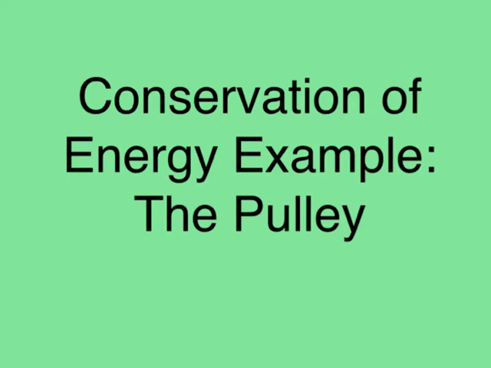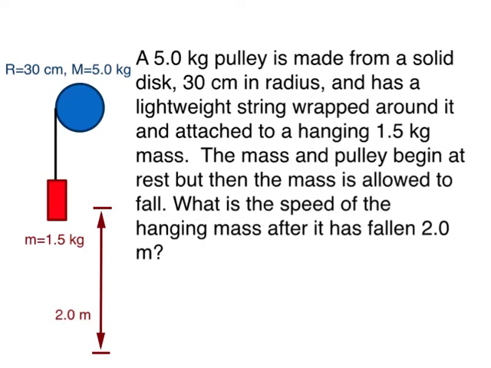This is a conservation of energy example, the pulley. Here's the problem we're going to be looking at. A 5 kilogram pulley is made from a solid disc, 30 centimeters in radius, and has a lightweight string wrapped around it and attached to a hanging 1.5 kilogram mass. The mass and pulley begin at rest, but then the mass is allowed to fall. What is the speed of the hanging mass after it has fallen 2 meters?